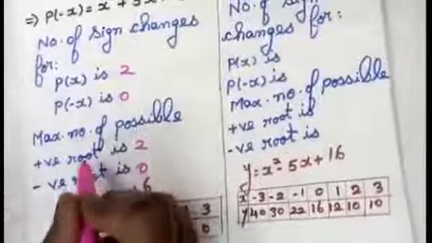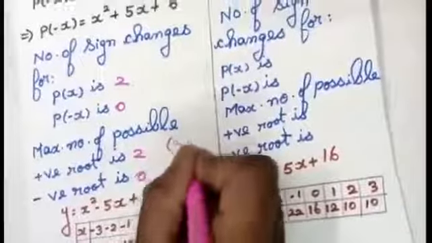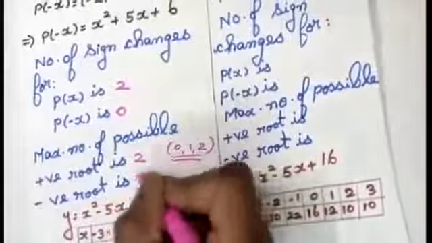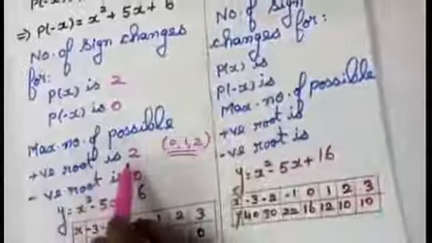Maximum number of positive roots means it can be 0, 1, 2. So these are the possible ways I am telling you. Positive roots 2, negative roots 0.